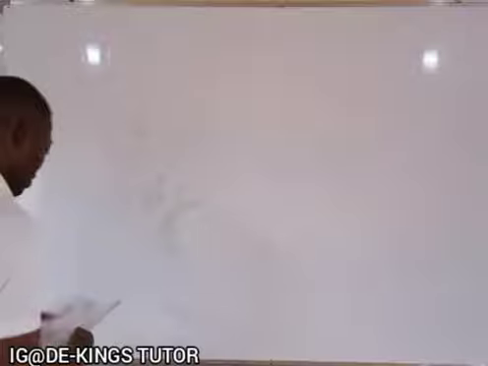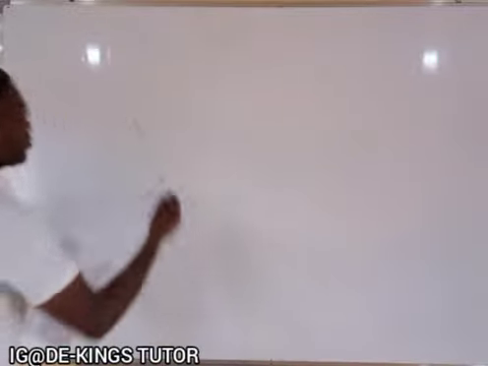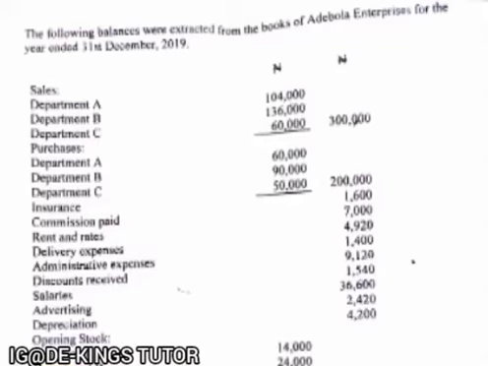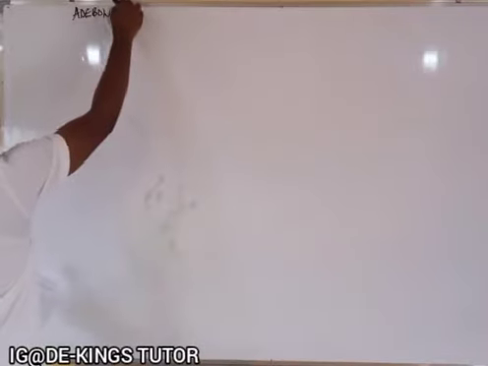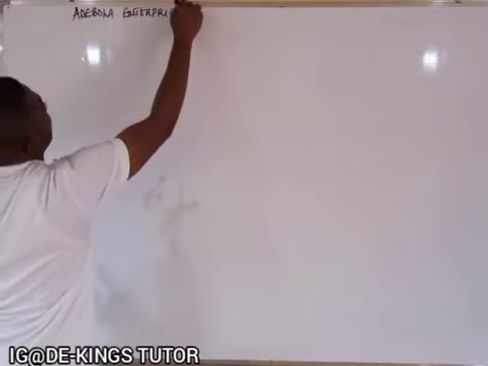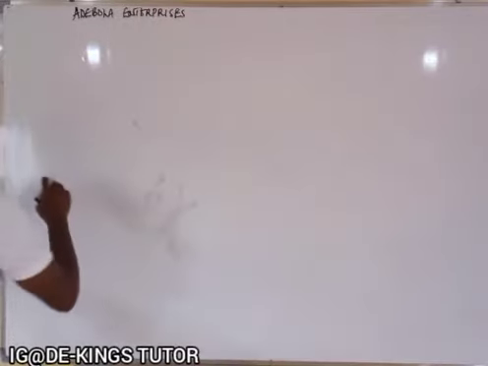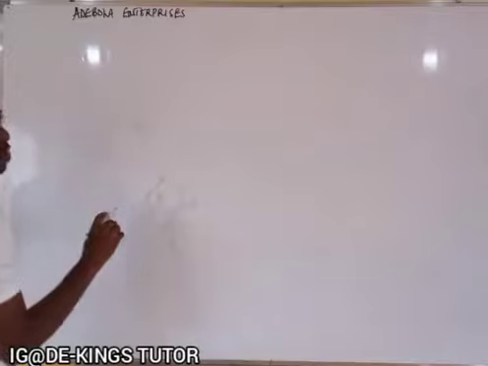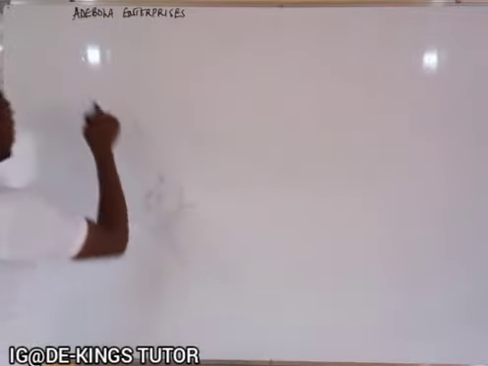Okay, so now the name of the owner is Adebola Enterprises. So the first one said we should apportion expenses. The first one is advertising. We should do that to sales. And let's first of all get the ratio of sales.